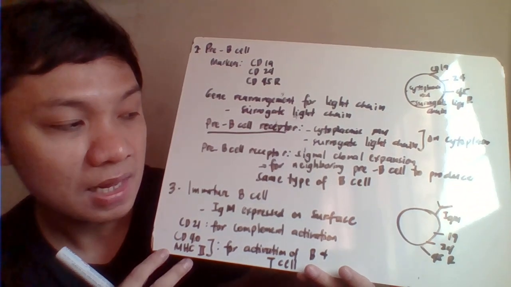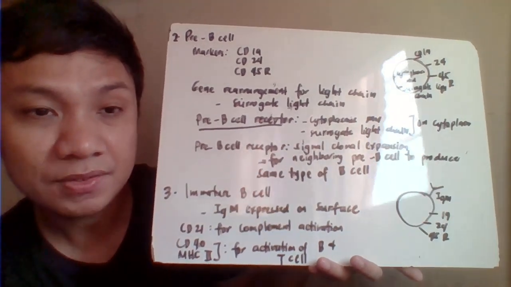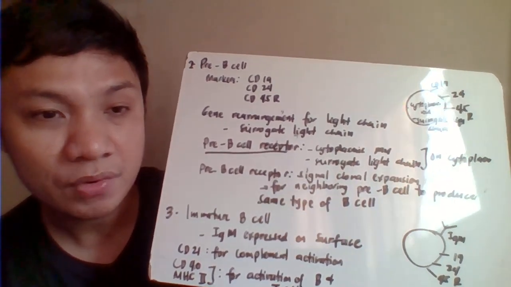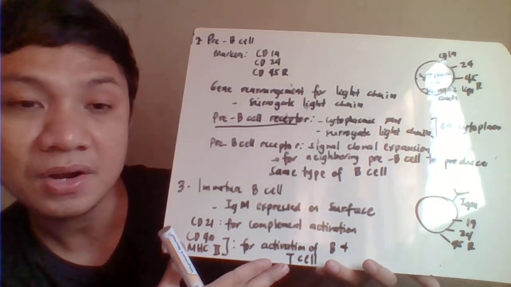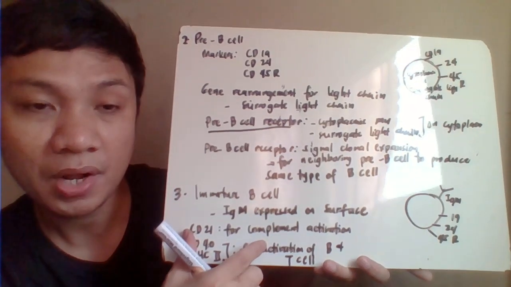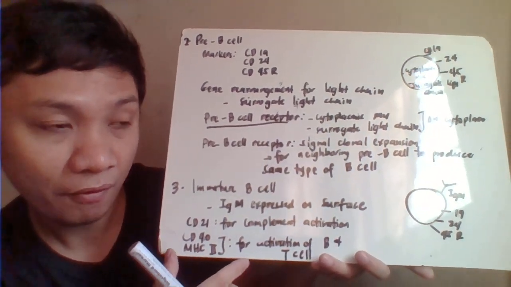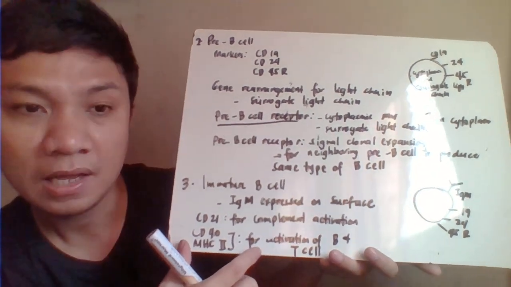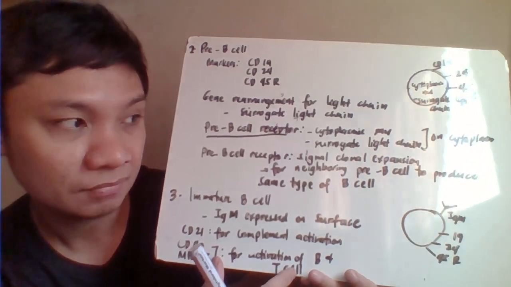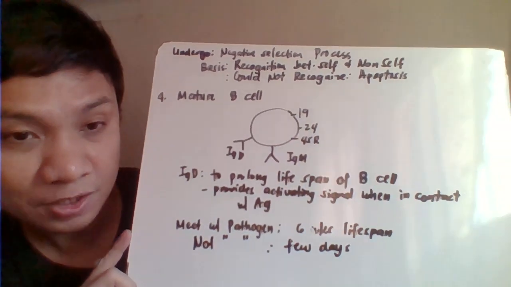So the immature B cell contains the following markers: CD19, 24, 45R, plus your IgM expressed on the surface. Aside from that one, it also tries to express other markers. It contains here CD21. Okay, CD21 marker here is needed for the activation of our complement system. CD40 and your MHC class 2 are for the interaction with your B and your T cell. Okay, and after that one, it tries to undergo your negative selection process.